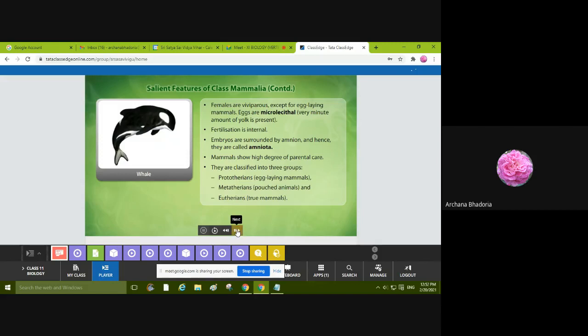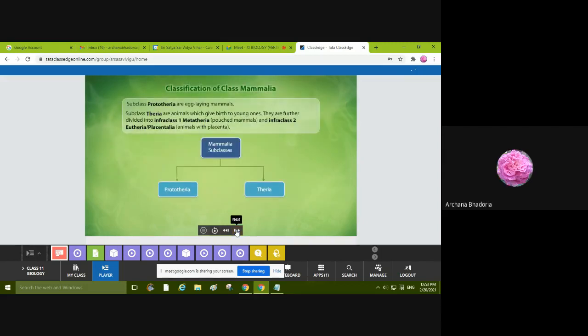Eggs are microlecithal, children. They do not have much yolk. Very minute yolk is there. So the egg is small. In the mammal's case, the egg is very small. Why? Because they don't have the yolk. The hen egg, ostrich egg is so big, you know. Why? Because they have the yolk. But the mammal's egg is microlecithal, a very minute amount of yolk is present. Noted, everyone? Okay. So prototheria, we will not study further.